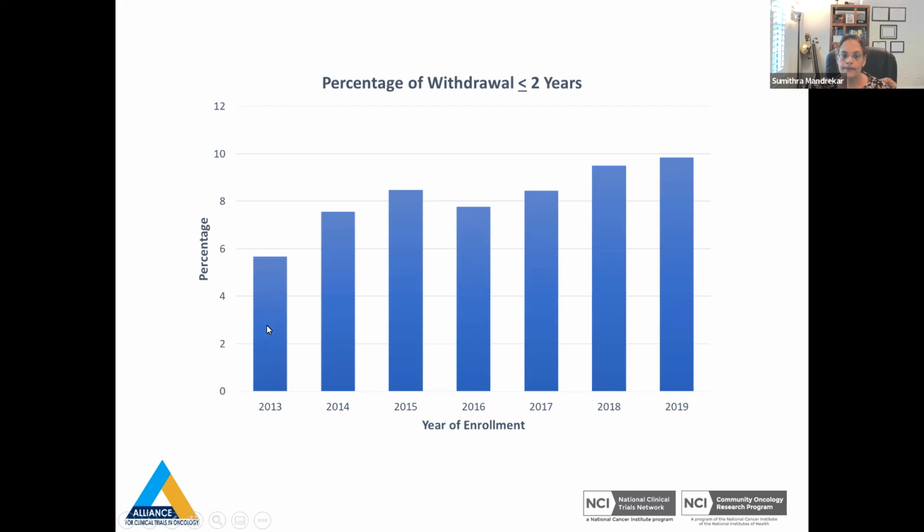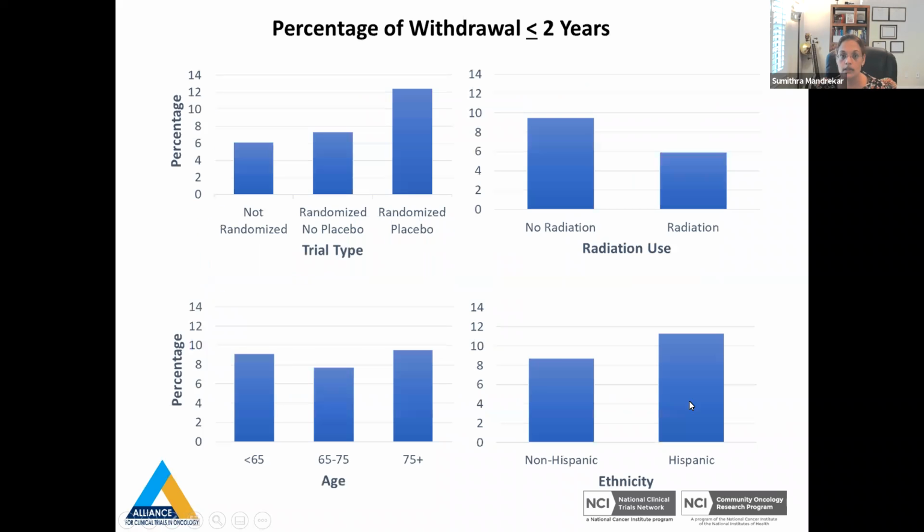So here's a quick plot with years on the x-axis. These are the year of enrollment for these patients, and here's the percentage of withdrawal. You can see that, visually, maybe it's gone up. In 2013 trials, we had only about 6% of patients who withdrew consent, and now we are probably close to 10%. But remember, we didn't get into the pandemic year. These are all patients enrolled prior to the start of the pandemic. I know that's a question we get asked all the time.